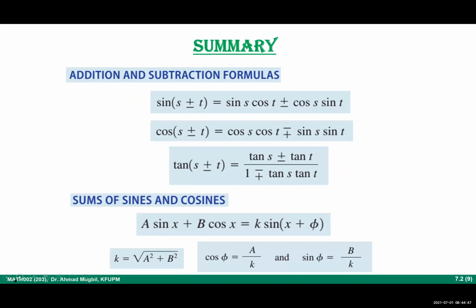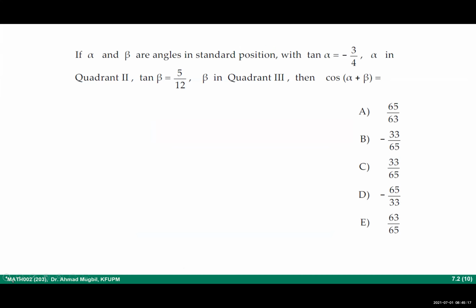To summarize this section, you have these formulas: the addition and subtraction formulas, and the reduction formula. If you have a sine plus b cosine with the same angle, you can write it as k sine of the angle plus phi. What is phi? Phi is an angle whose cosine is a over k and whose sine is b over k. What is a? A is the coefficient of sine, b is the coefficient of cosine, and k is the square root of a squared plus b squared. That's it.